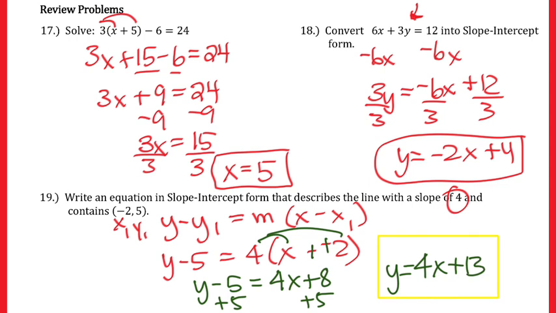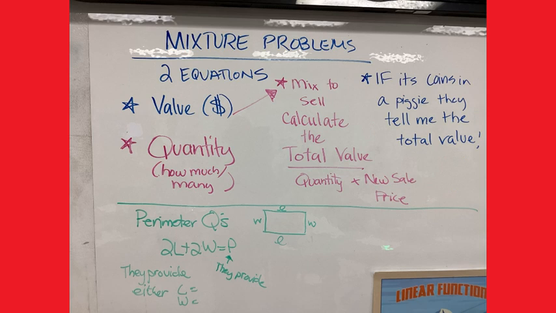All right, lastly, I want to go through some pictures we had on the board of how to write a note card. So on this note card, you could see when we did these in class, we first tackled the mixture problems, and we always have 2 equations, right? One on value, one on quantity, and if it's a coin problem, they give us our total value.